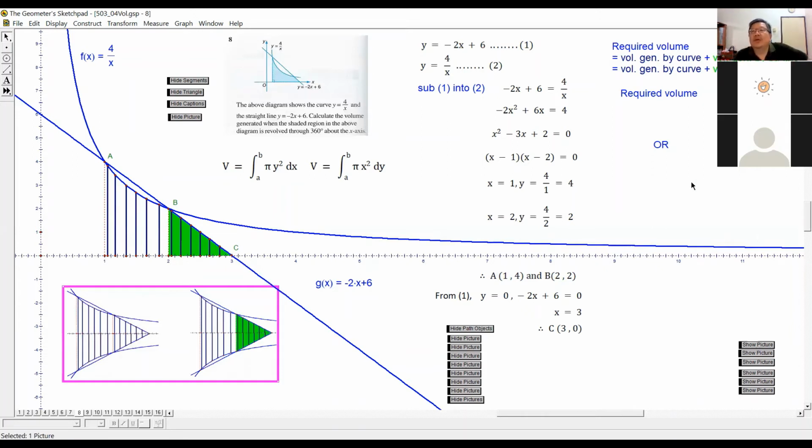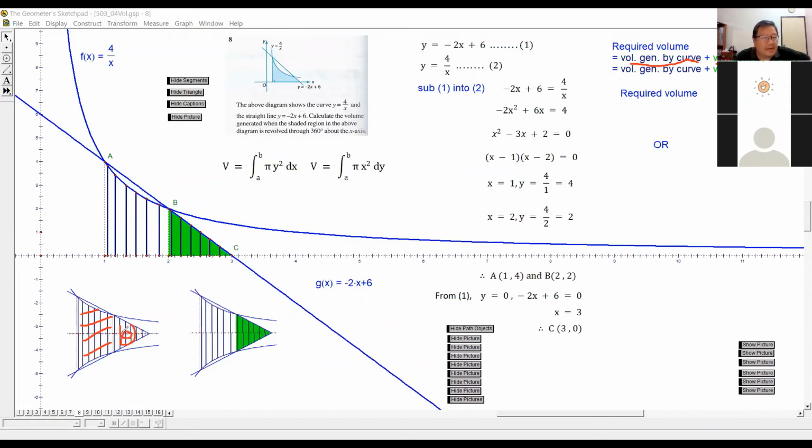So the required volume, that means the total volume, is the volume generated by the curve plus the volume generated by the straight line. So which one is the volume generated by the curve? Which one is the volume generated by the straight line? The volume generated by the curve is this part here, and the volume generated by the straight line is this part.